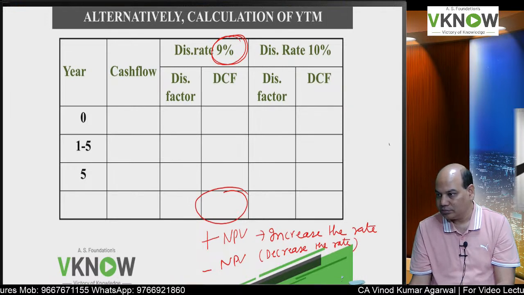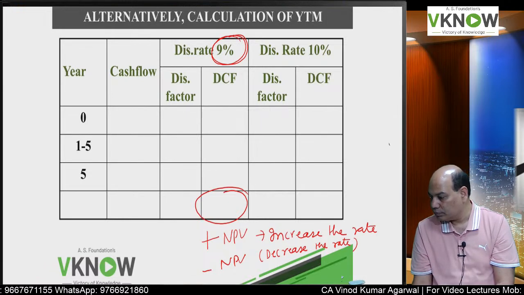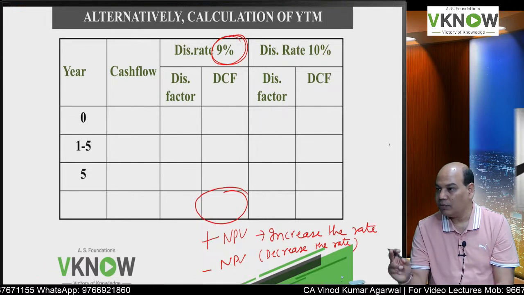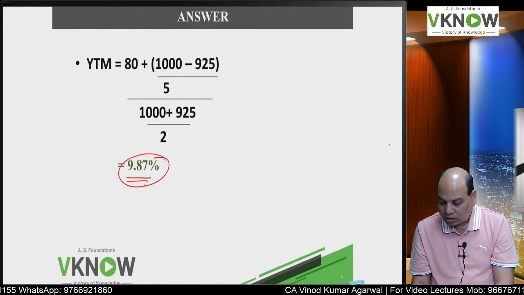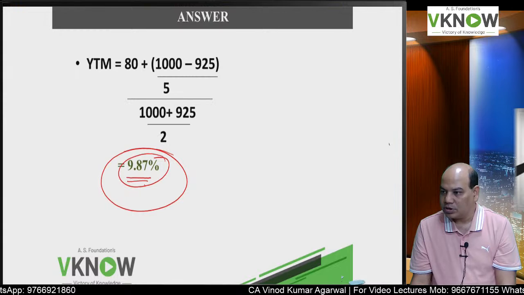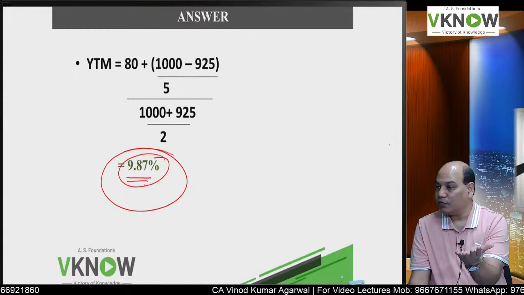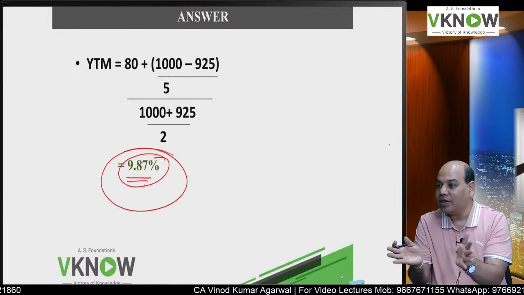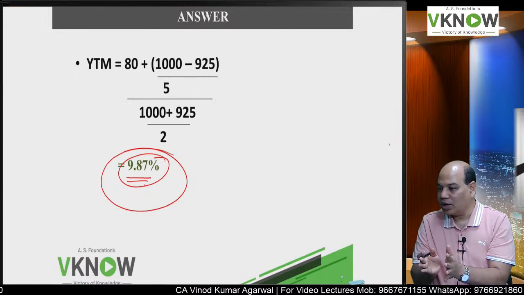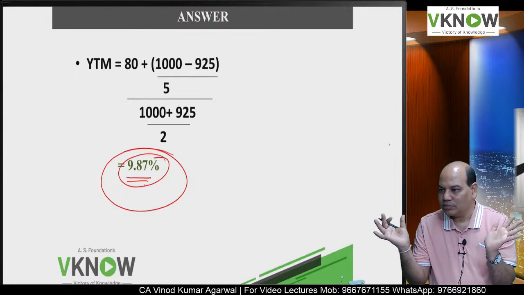Is it right? Now this question we have already solved under the formula method. Under the formula method my answer was 9.87%. So under the IRR method it will not be very different from this. It will be slightly different, because under IRR we are also taking into account time value of money. Am I right?